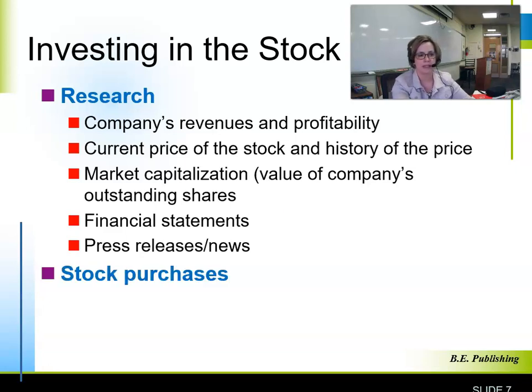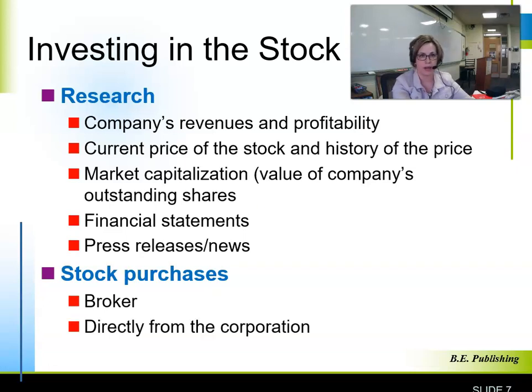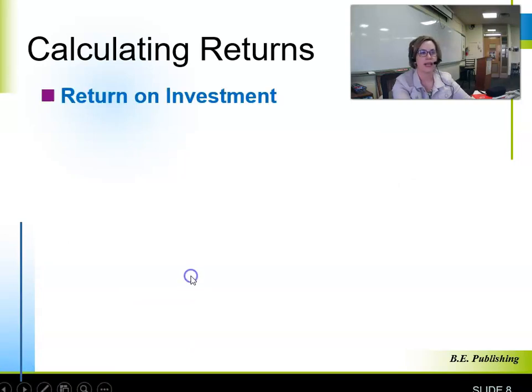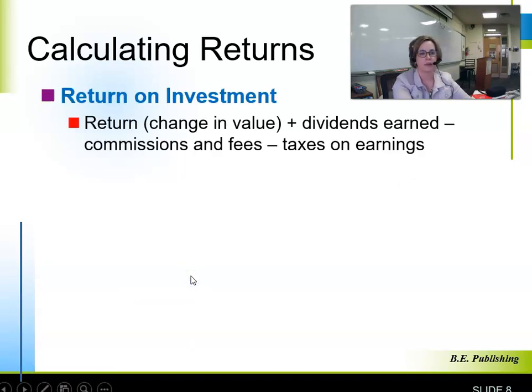In order to buy stocks, you can purchase them through a broker. You could purchase them directly from the corporation, or you could buy them through a low-cost online firm. In order to calculate returns, you want to take the return or the change in value of the stock plus any dividends that have been earned, minus any commissions and fees that were paid, minus taxes on the earnings, and that will give you your return on investment.